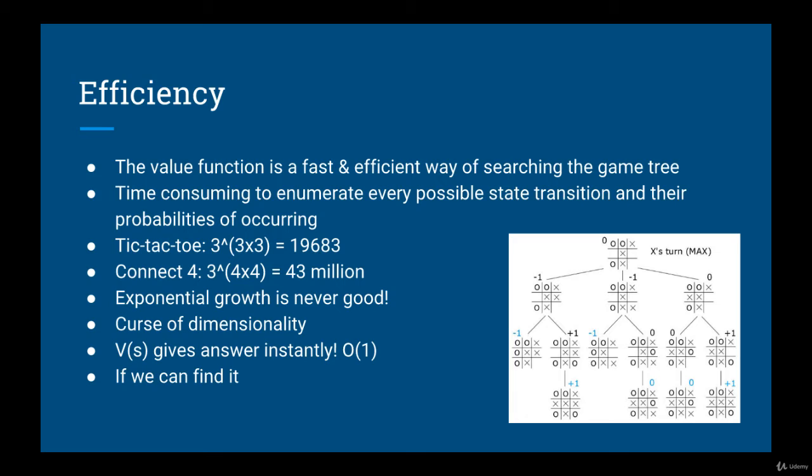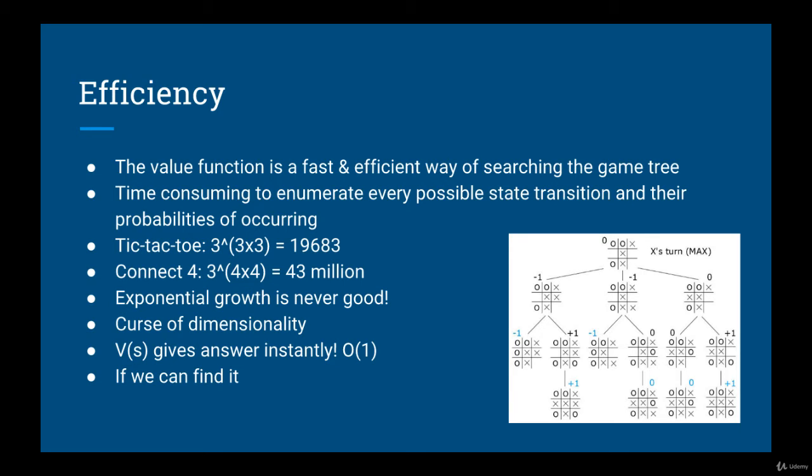One way to think about the value function is that it's a fast and efficient way of determining how good it is to be in a state, without needing to search the rest of the game tree. You could try to enumerate every possible state transition in the game, and determine all state transition probabilities, but you can imagine that would be a time-consuming task.